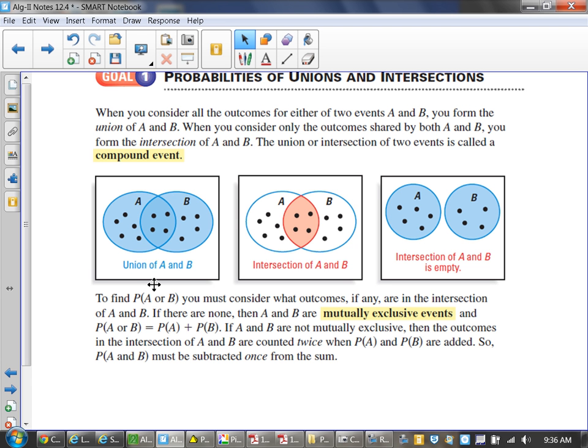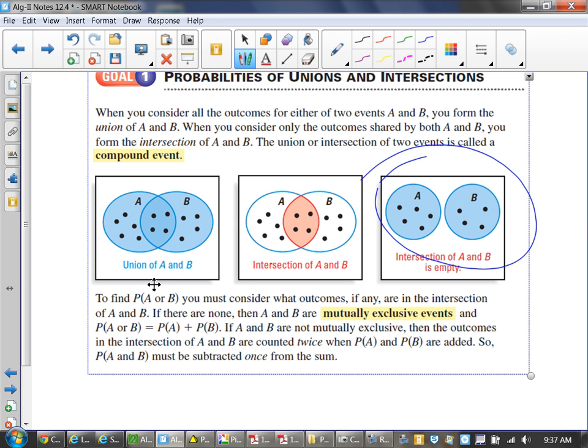What we're talking about here are what are called compound events. There are two events happening. Two events can intersect, they can overlap, or they could have nothing in common. So we're looking at some very easy examples of something called mutually exclusive. When something is mutually exclusive, it means there is nothing in common between the two events. Okay, there's nothing in common.